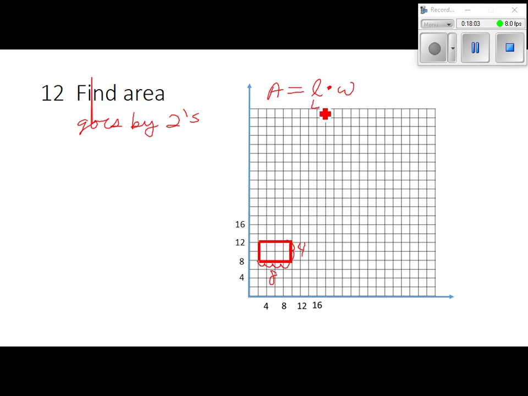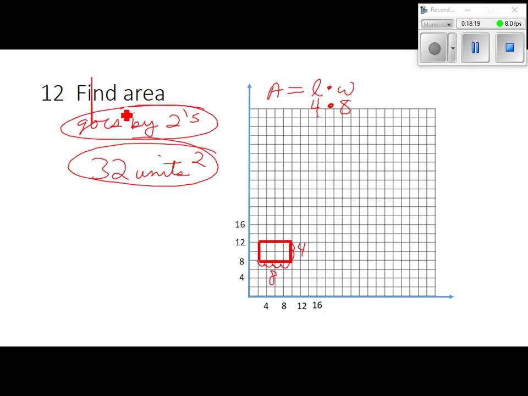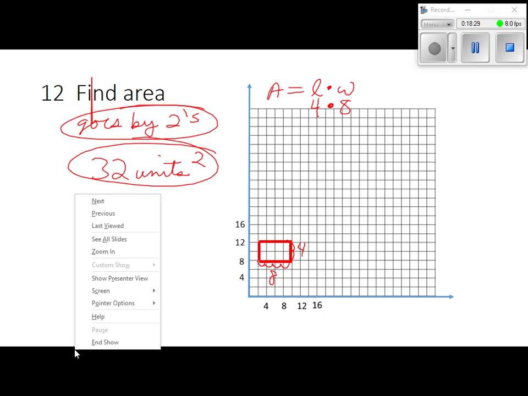So our length is going to be, we can use 4, it doesn't matter. Length is 4 and our width is 8. Doesn't matter which one's which. Then we multiply and we get 32 units squared. That's our answer for that one. Just had to be careful on this because it went by twos. Make sure you look at a graph. Anytime you're looking at a graph or any kind of diagram, make sure you look at it carefully.